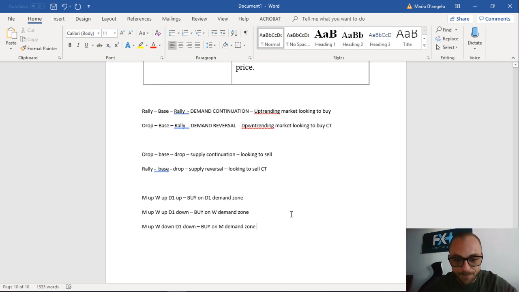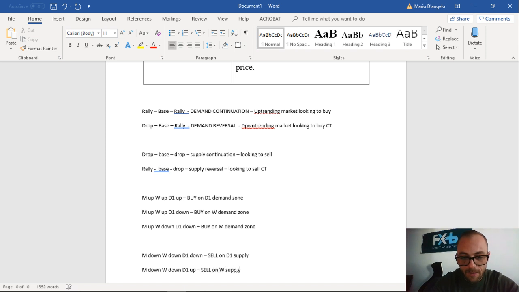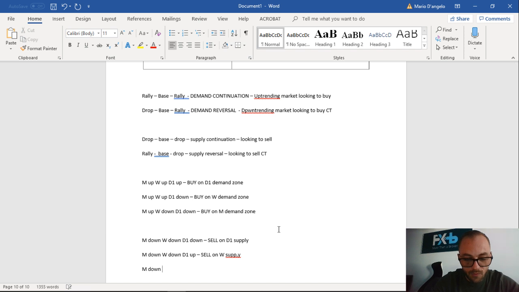These are the three purchasing opportunities, and exactly the opposite. Monthly is down, weekly is down, daily is down. We're looking to sell on daily supply. Monthly is down, weekly is down, daily is up. We're looking to sell on weekly supply. Monthly is down, weekly is up, daily is up. We're looking to sell on monthly supply.